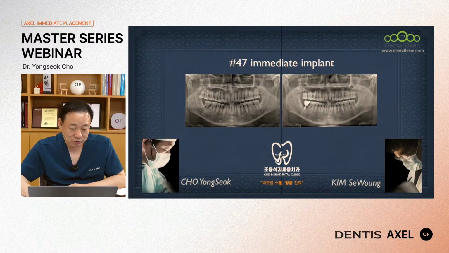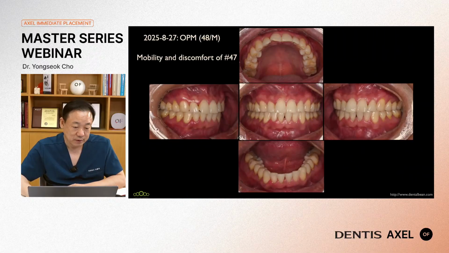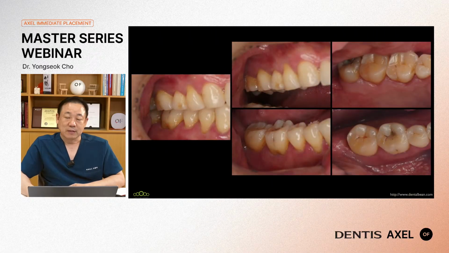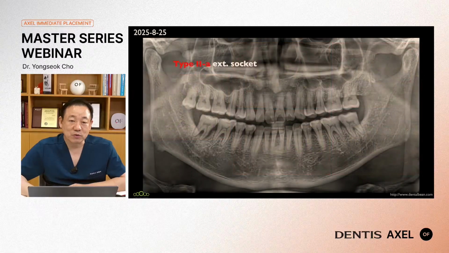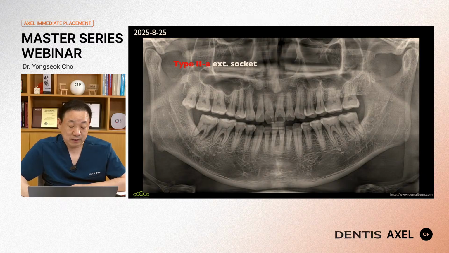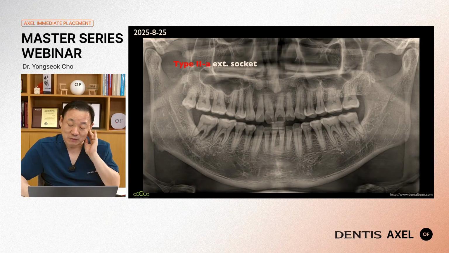This is also a type 2 case here. The 47 tooth was mobile and the patient complained about this. Well, this is not this case. This is also a type 2 extraction socket with only approximately 5 mm of available bone. It is not an easy case for immediate implant for beginners.